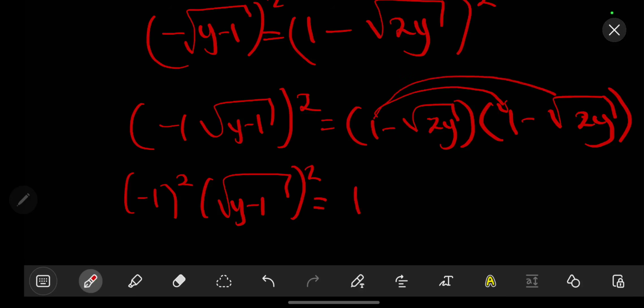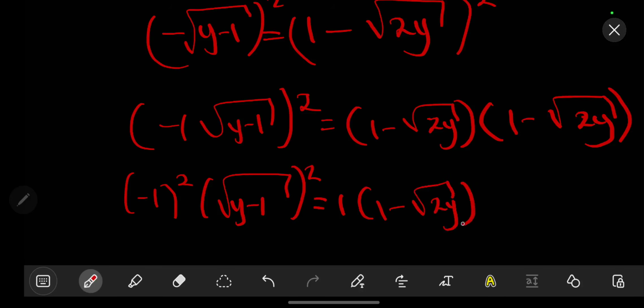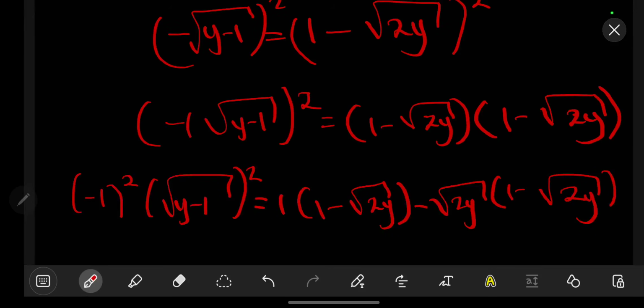1 by the square root of 2y will give us, so let's just write properly. We have 1 multiplying everything in the second one, so we have 1 minus the square root of 2y, then this second value multiplying everything as well, so we have the square root of 2y times 1 minus the square root of 2y.